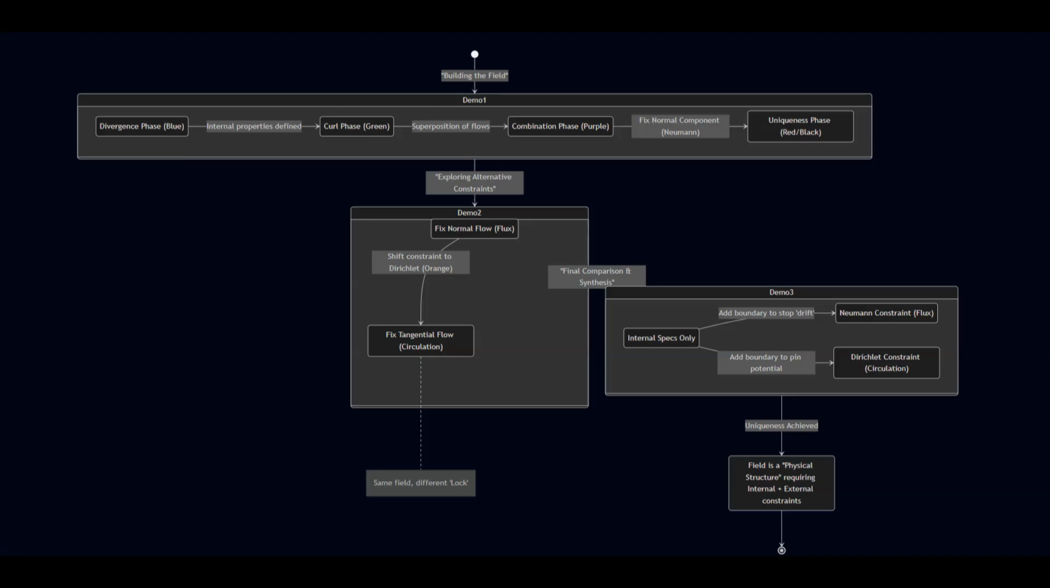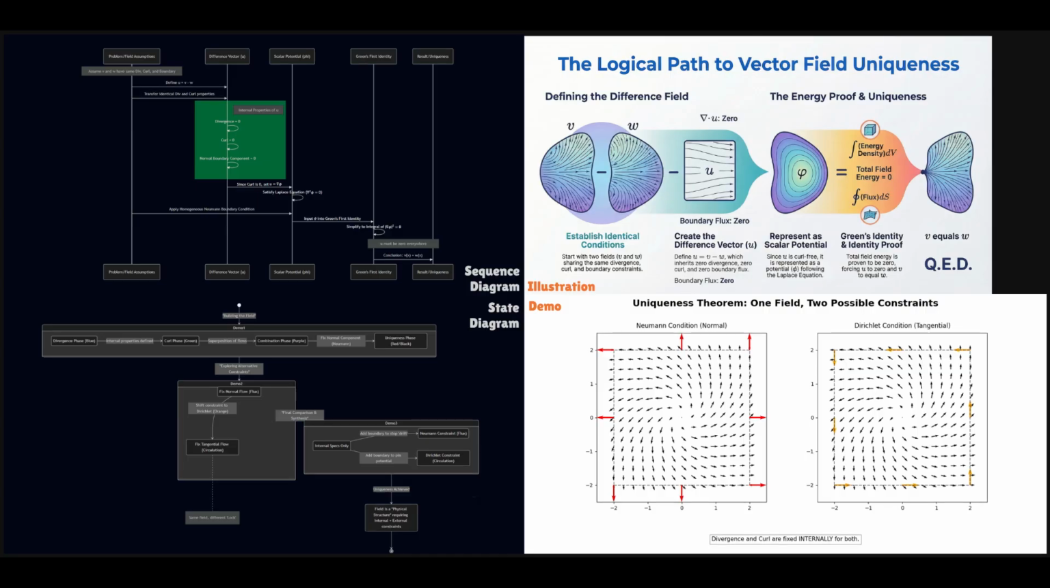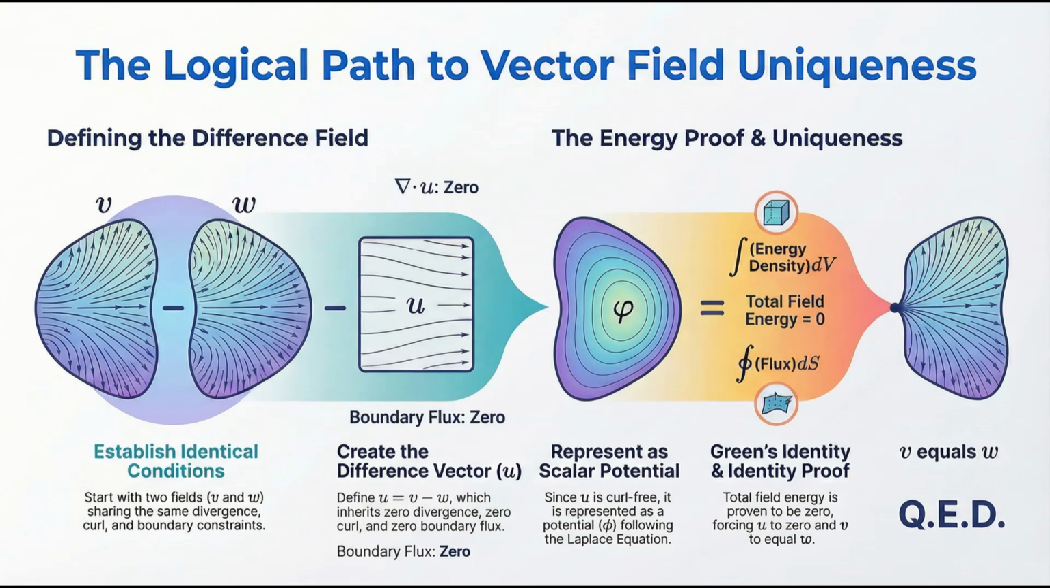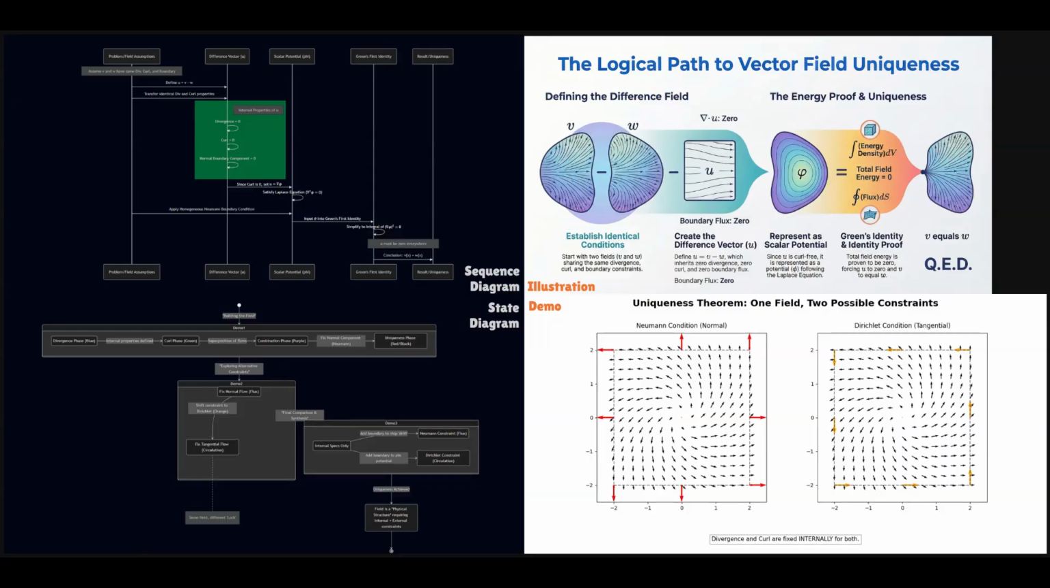The state diagram. Visualizing the physical architecture. The state diagram shifts the focus from the abstract logic to how the theorem is demonstrated through a series of practical visual stages. Building the internal structure.